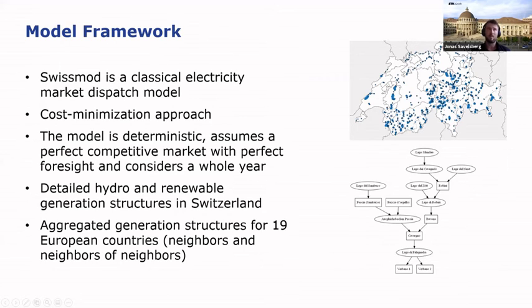We have a detailed hydro and renewable generation structures within Switzerland. So what you see on this map is basically hydropower plants and storage lakes, and even the very tiny dashes here, interconnections between these lakes. And then what it really looks like is actually like a combination of storage lakes and power plants that are interconnected. So we really have a good grasp of how storage operates in such an interconnected system in Switzerland. And on top of that, we have aggregated generation structures for 19 European countries. So Switzerland plus neighbors and neighbors of neighbors. So in order to really take into account the very important effect that neighboring countries and developments in neighboring countries have on the Swiss electricity market.